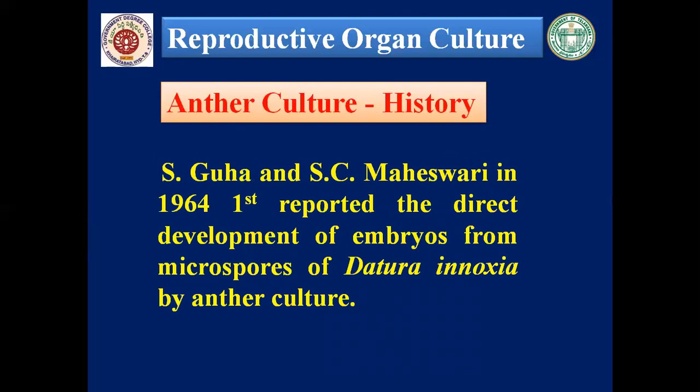Next, the major breakthrough in the history was made by two scientists from India, S. Guha and S.C. Maheshwari. In 1964, they were the first to report the direct development of embryos from the microspores of Datura innoxia by anther culture. So these are the two scientists who first used the anther culture technique in Datura innoxia, where they could see the development of embryos. Anther culture was first developed by Guha and Maheshwari in 1964, and both are from India. This is a credit to Indian scientists.